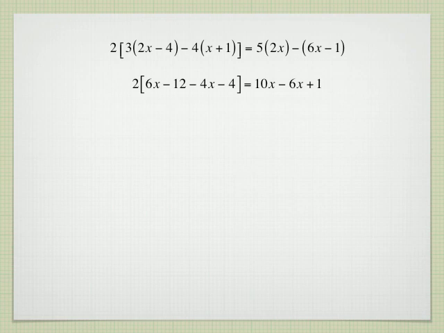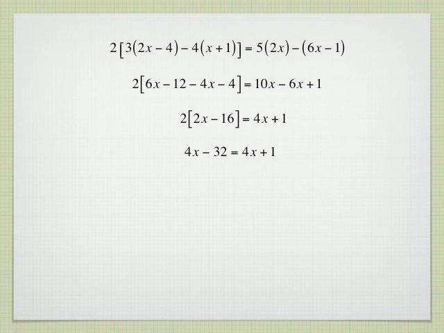Okay, next we will combine like terms where we can. So 6x minus 4x will leave me with 2x inside those brackets. And then negative 12 and negative 4 will give me negative 16. And on the other side, my 10x minus 6x will give me 4x. Okay, I've got one more set of parentheses, really brackets, to clear. So I distribute that 2. 2 times 2x is 4x, and 2 times negative 16 is negative 32.